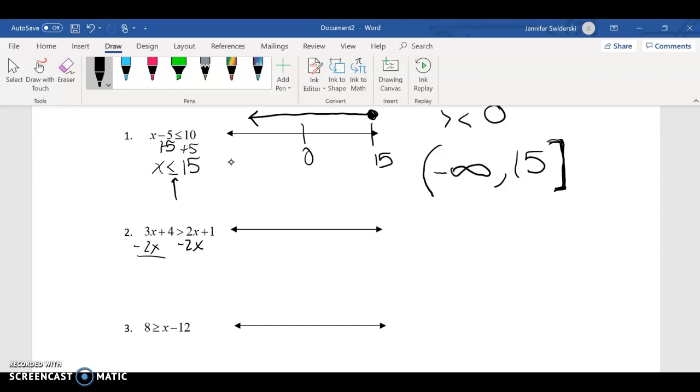3x minus 2x, well, that's going to be 1x. I'm going to subtract my 4. You get 1x is greater than negative 3. In other words, x is greater than negative 3.